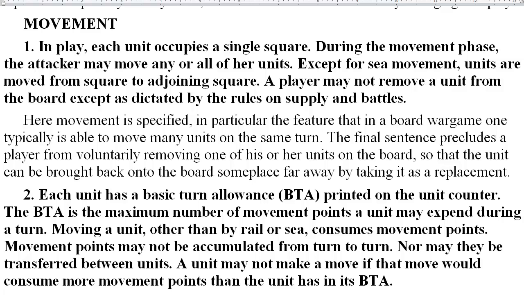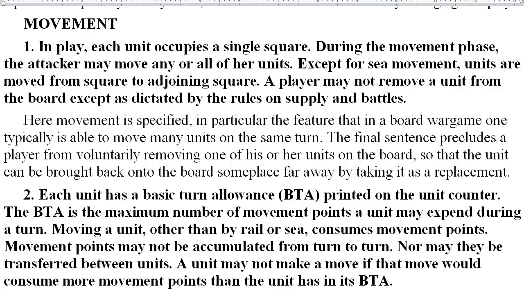The one exception is a C movement. As a specific rule, if you have a unit on the board, you can't remove it from the board except as it is isolated and starves to death, or except as it engages in a battle and is destroyed. But you actually have to do something concrete to take a unit off the board. You can't just remove it from the board so that on a subsequent or even the same turn you can claim that the unit is a replacement now located very far away.